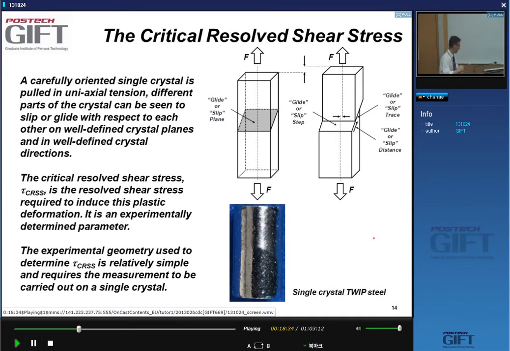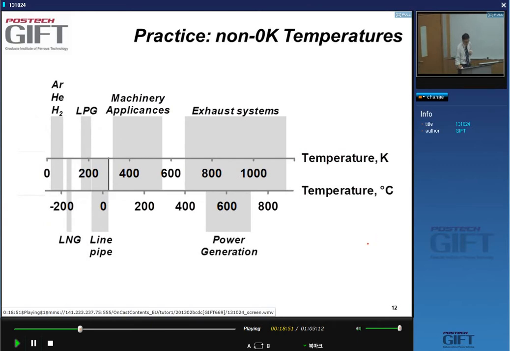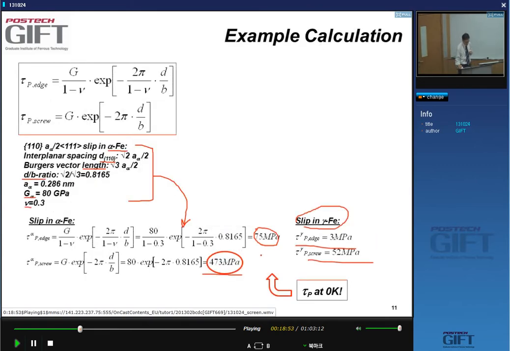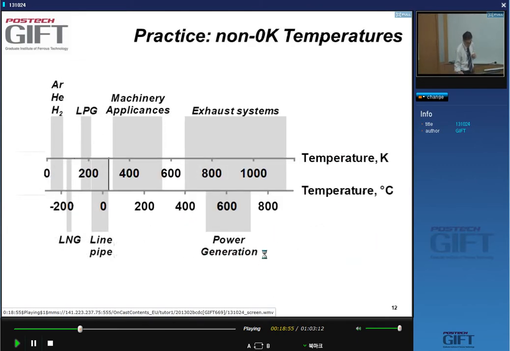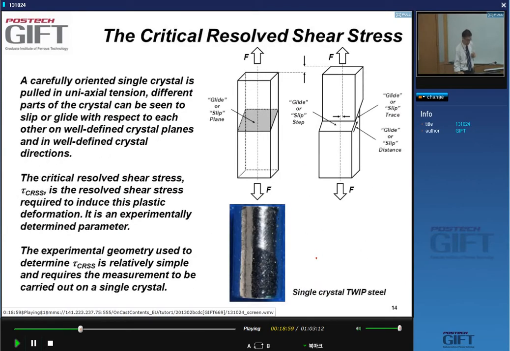And for screw dislocations, it's around 400 megapascal. So this value here, this 473 megapascal. And what we'll actually see is that it's not far from reality, okay?